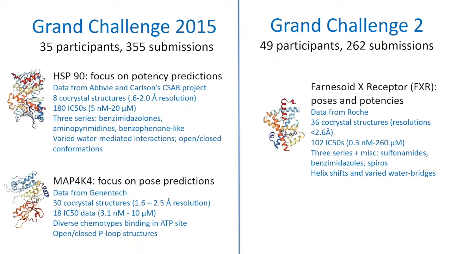Grand Challenge 2 came the following year that had an uptick in participants, 49 participants, 262 submissions, focusing on the FXR receptor, and this was poses and potencies. This was data from Roche, where we had 36 crystal structures and 102 IC50s with several different chemotypes.